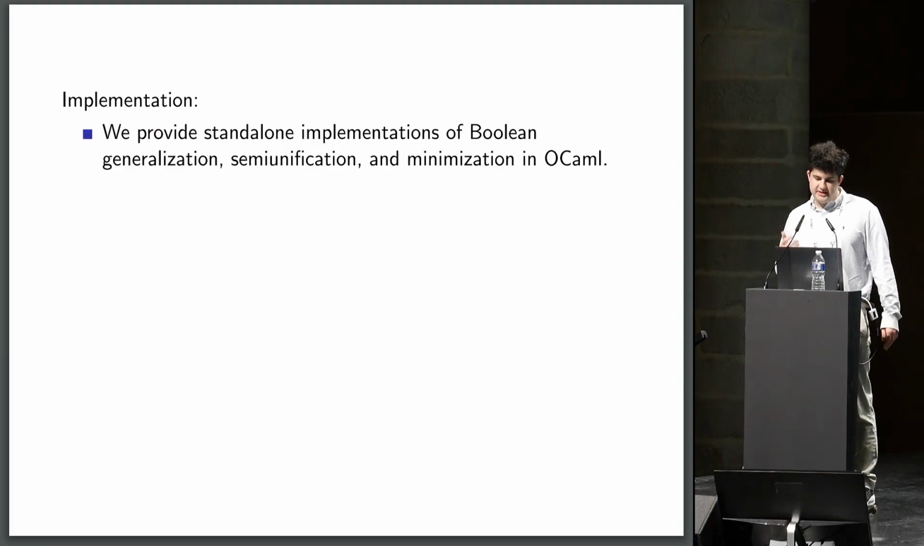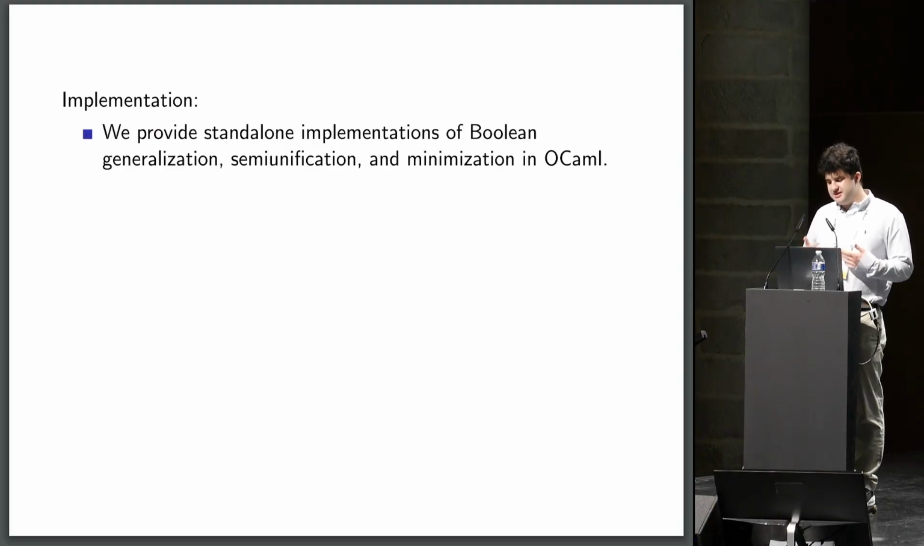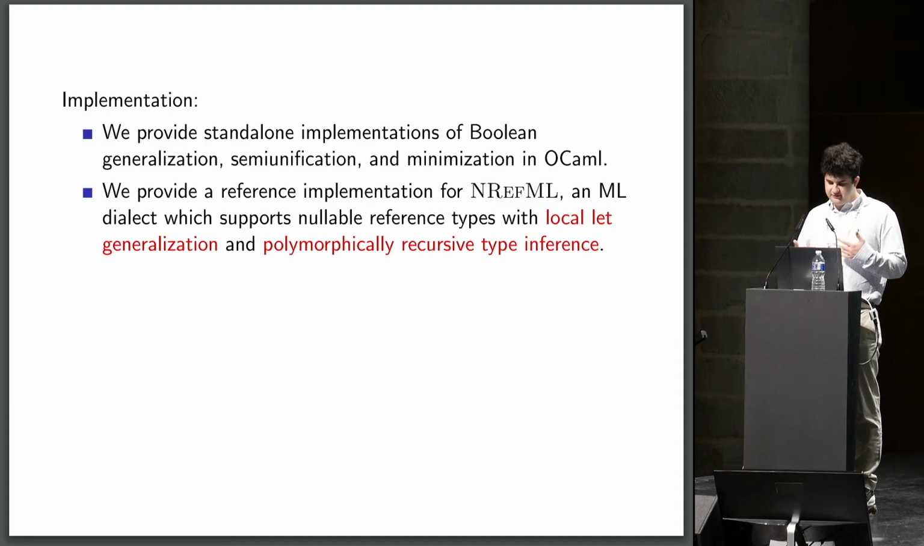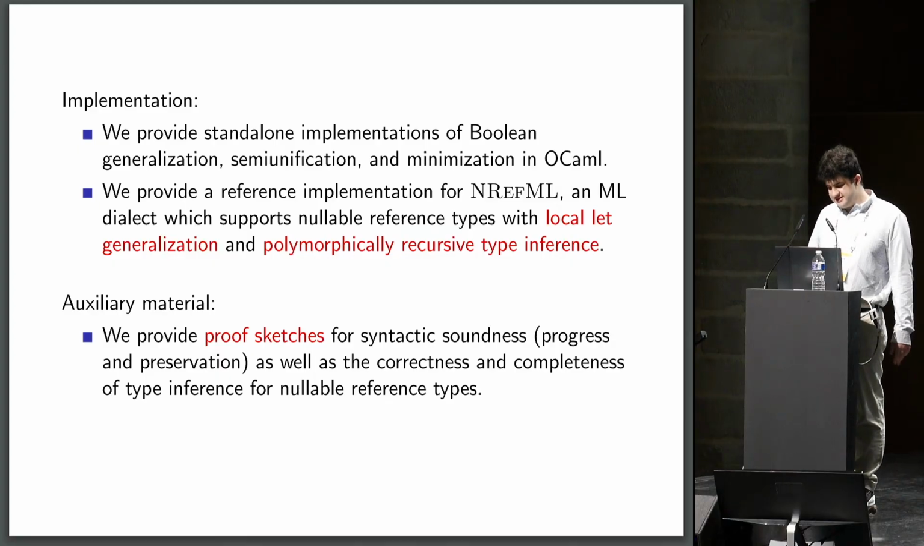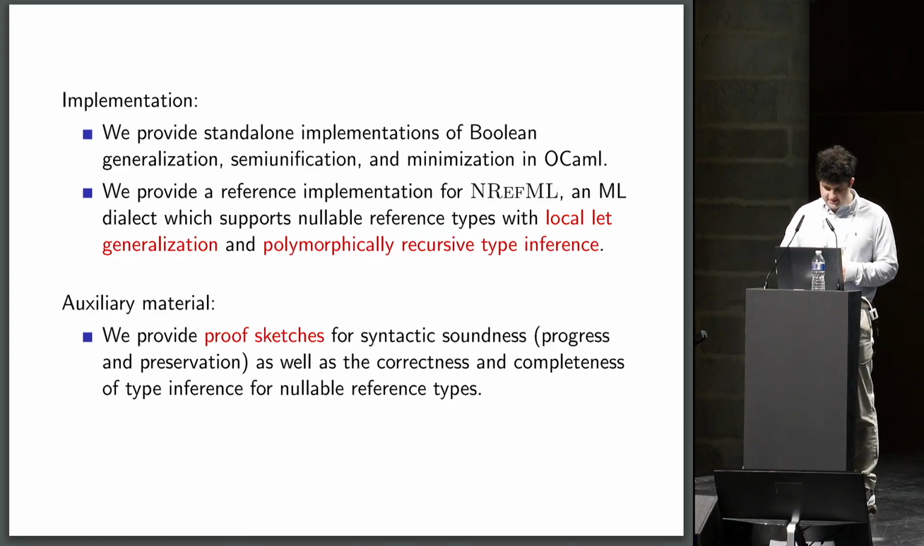Okay, so for implementation we provide standalone implementations of all three procedures in OCaml. We also provide a reference implementation for an ML dialect which supports nullable reference types with local let generalization and polymorphically recursive type inference. Of course, the solutions of the paper generalize to any Boolean-kinded system. Additionally, we provide proof sketches for syntactic soundness as well as the correctness and completeness of type inference for nullable reference types, in case there's any interest there.